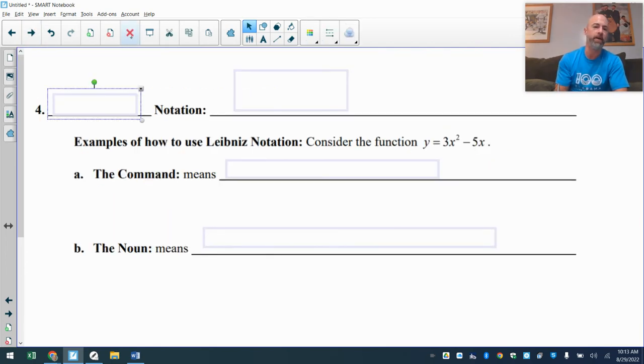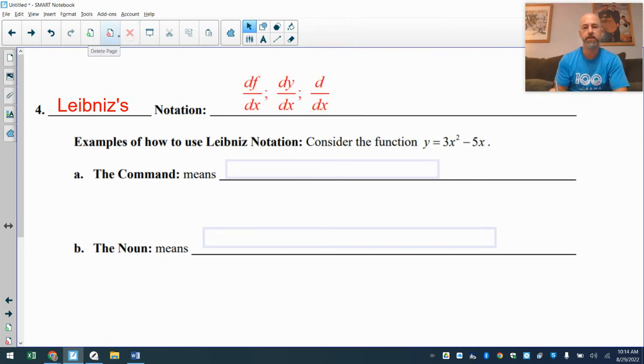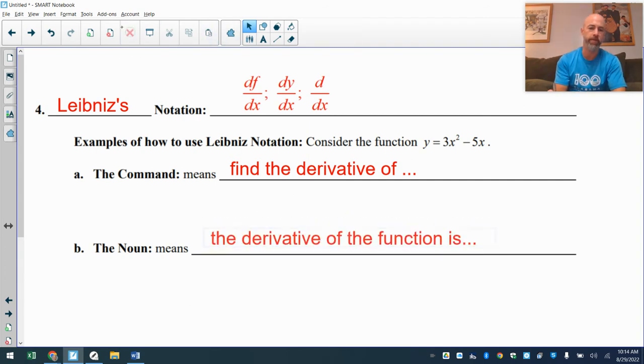The one that I love the most is called Leibniz notation, and it looks like this. So you would say df over dx, dy over dx, and sometimes it's just d over dx. And there is a difference between the dy dx, which is how I often say it, that's kind of a slang way of reading it, and d dx. The difference between those two is that one is a command that means to find the derivative of whatever follows. The other one, dy dx, is the noun that means you are looking at the derivative. The derivative of the function is this.